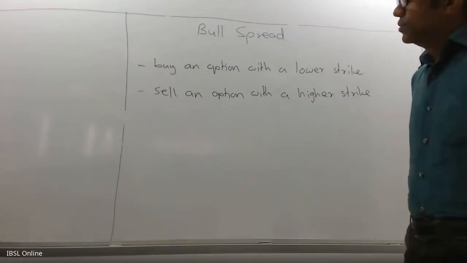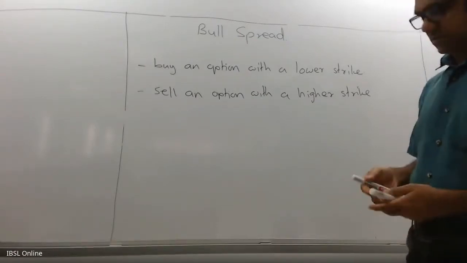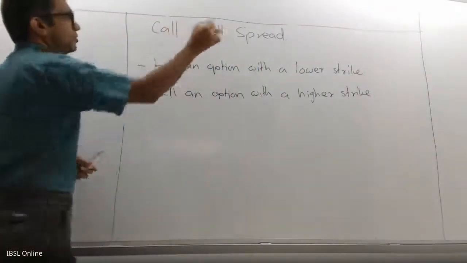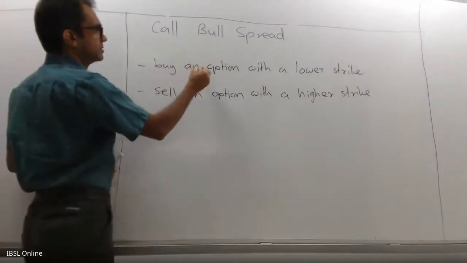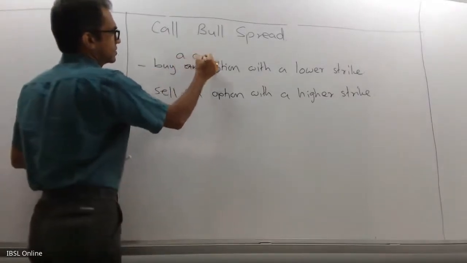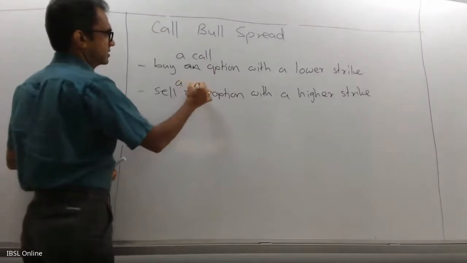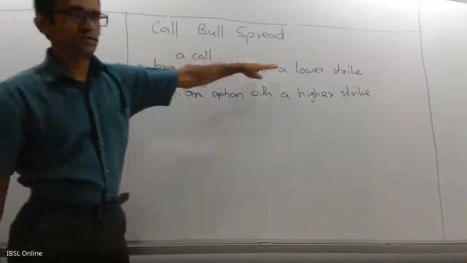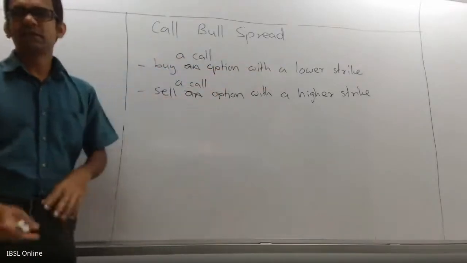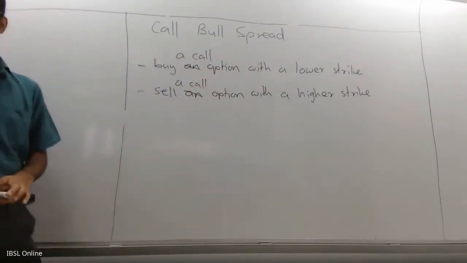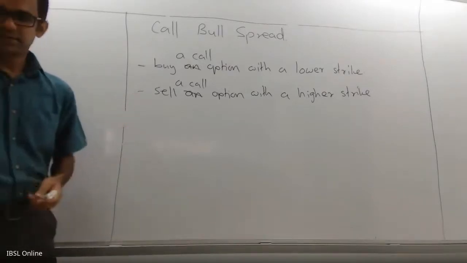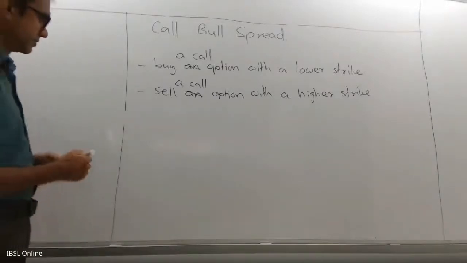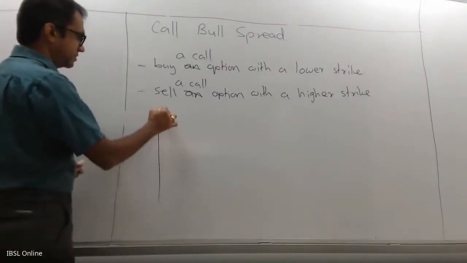So when you use call options, then it would become a call bull spread. In that, buy a call option and sell a call option. Buy a call option with a lower strike and sell a call option with a higher strike. That's the strategy. So what would happen if I throw something? This is price.